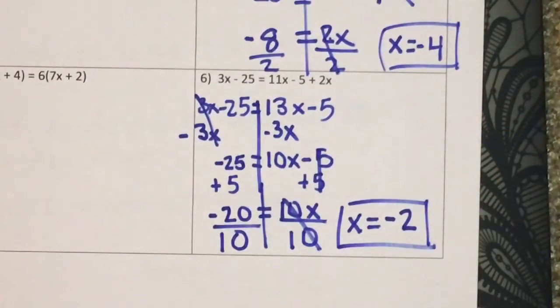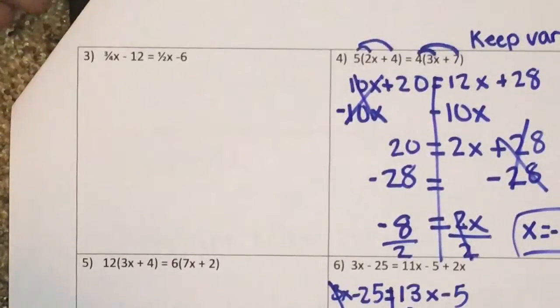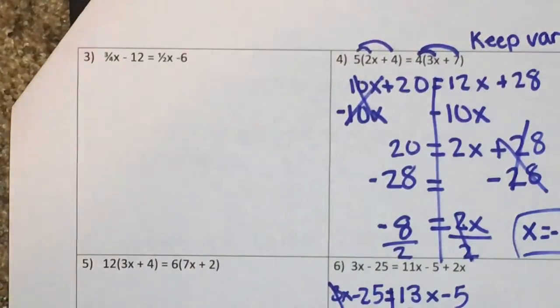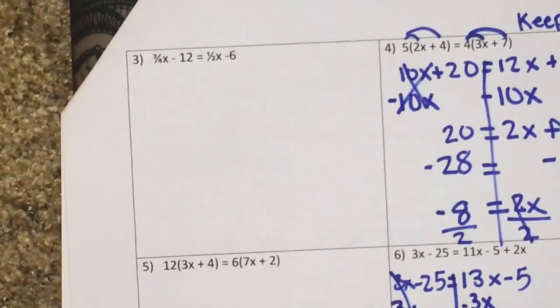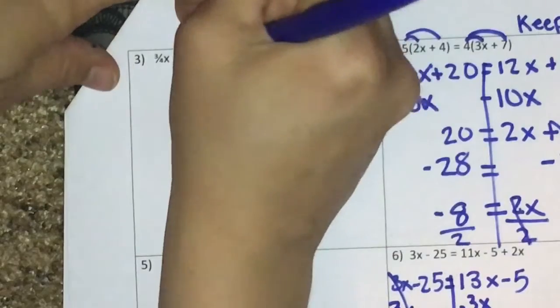We're going to go ahead and also look at number 3, and then we will be done. Number 3, step 1, distribute. There's no distribution here. Step 2, combine like terms. There are no terms to combine on either side. Step 3 is to get all of my variables to one side, numbers to the other side. So we're going to start with my variables.